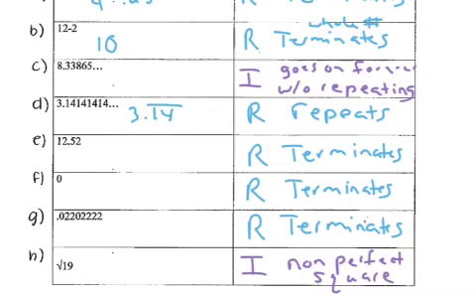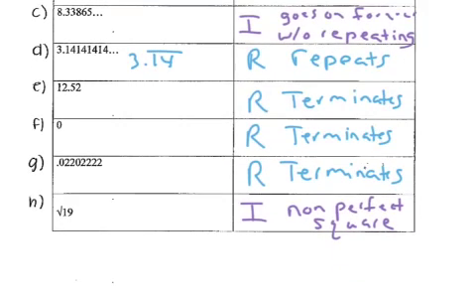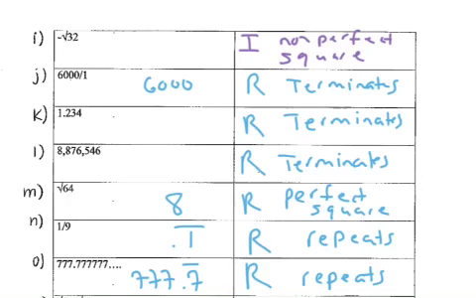G, rational because it terminates. H is irrational because it's a non-perfect square. There's not a whole number that multiplies by itself to give you 19. I is irrational because it's a non-perfect square. There's not a whole number that multiplies by itself to give you 32. J is rational because 6,000 divided by 1 is just 6,000, which is a whole number. K is rational because it terminates. L is rational because it is a whole number.